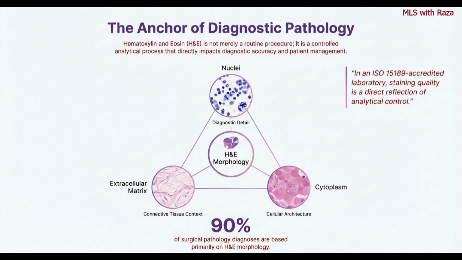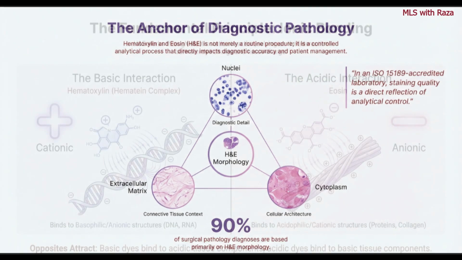And this brings us to a really critical point about today's laboratories. You see, the quality of an H&E stain isn't just about making a pretty slide. No, it's a direct reflection of how much control that lab has over its analytical processes. A top-quality stain means top-quality control.